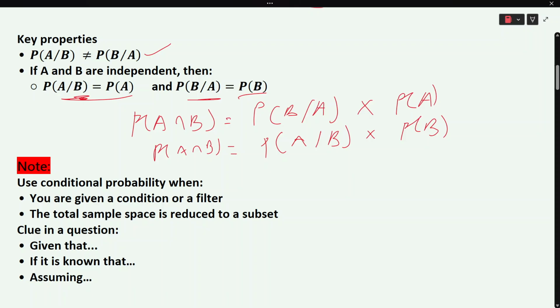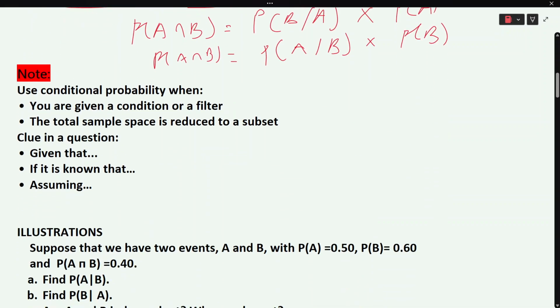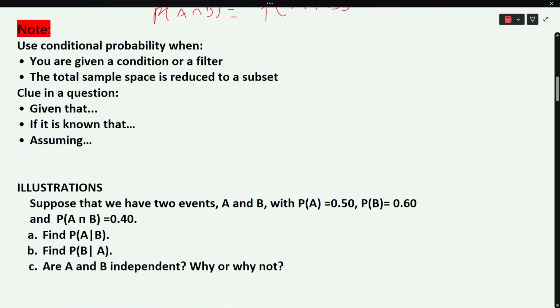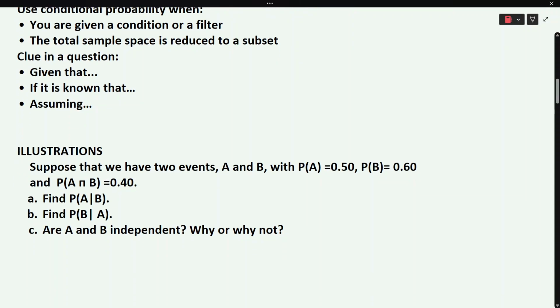So when you see words like given that, if it is known that, assuming that, and all these kinds of things, they mean that we have to use conditional probability to get our answer. Let's look at some illustrations.